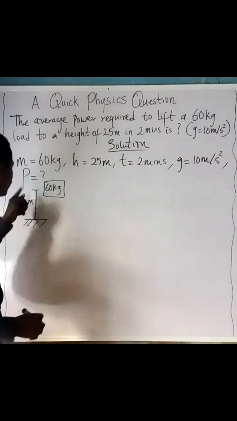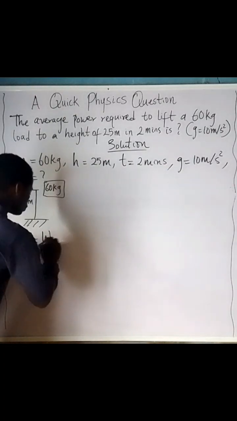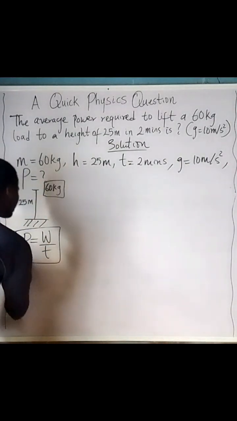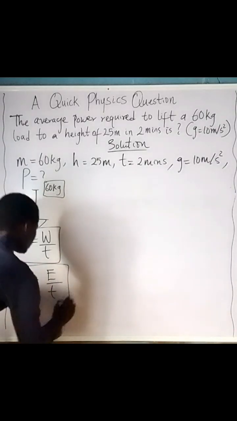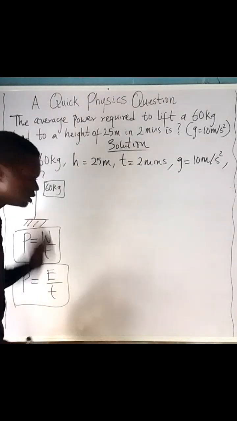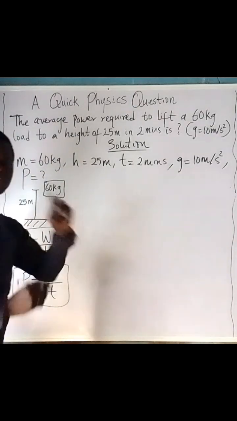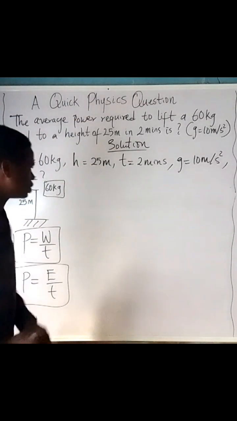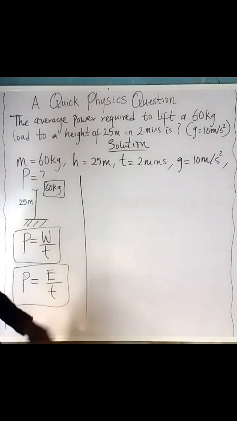Now the question asks us to find power. And we know the usual formula for power is power equals work done over time, if you were given the work done. Or power equals energy expended over time, if you were given the energy. In this case, we're neither given the work done directly, nor the energy directly. But we know that at this height, the body possesses one form of energy, potential energy. And if that is true, it means we can find the energy and then calculate our power.